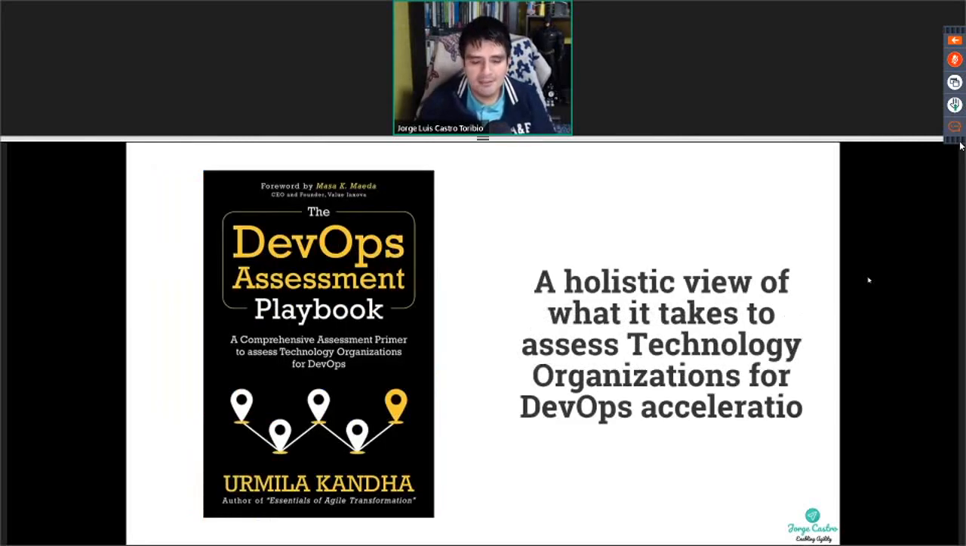This book is great. Urmila is an amazing lady, very smart, from India. She wrote this book, which is pretty nice. I think this is one of the best books that I read about assessments, about DevOps assessment. So I strongly recommend it if you want to get more ideas about how to customize your assessment, right?